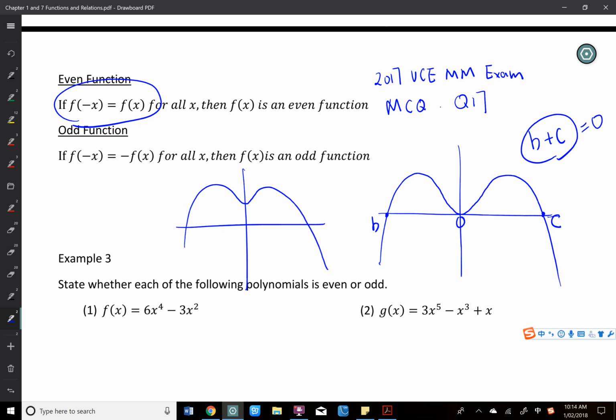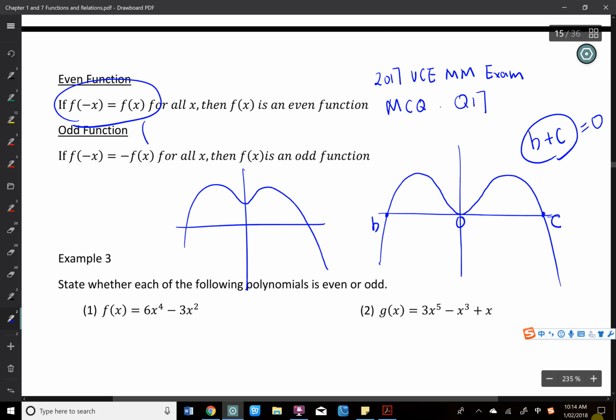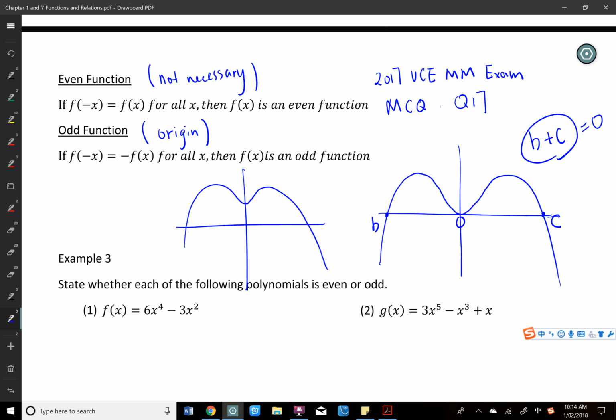Odd function is symmetrical about the origin. Do you think odd function must pass through 0, 0 or not? Yes. So odd function must pass through the origin. But this one is not necessary. So for even function, not necessarily pass through the origin, but for odd function, must pass through the origin because it's symmetrical about the origin. So that's all I want to talk about for even function and odd function.